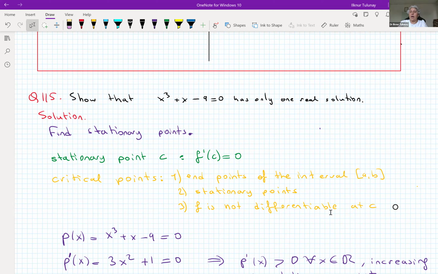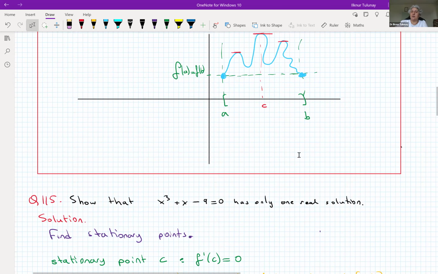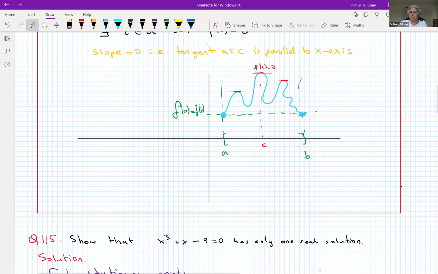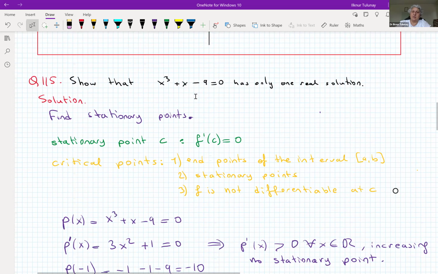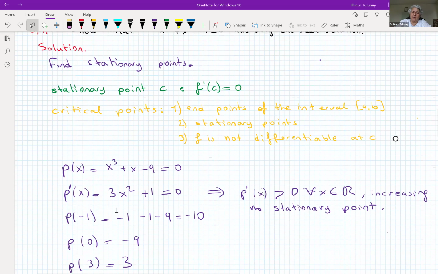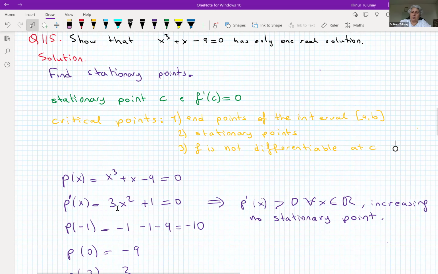We need to find out when the derivative of this polynomial is 0. For that, we will be able to understand whether there is any going up and down. This is how we decide. So call this polynomial p(x), and then take a derivative of it: 3x squared plus 1. And this is always positive. So this is always an increasing function, and there is no stationary point.